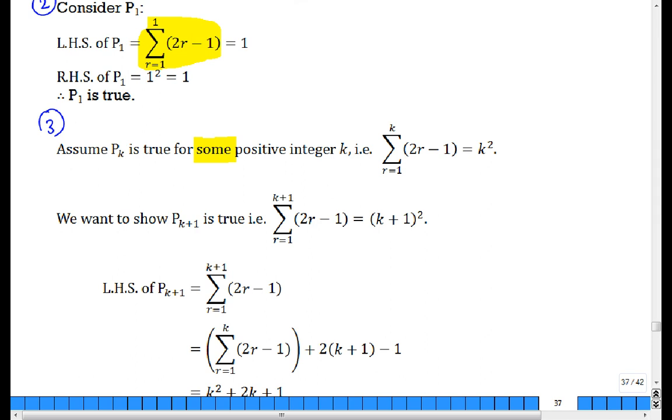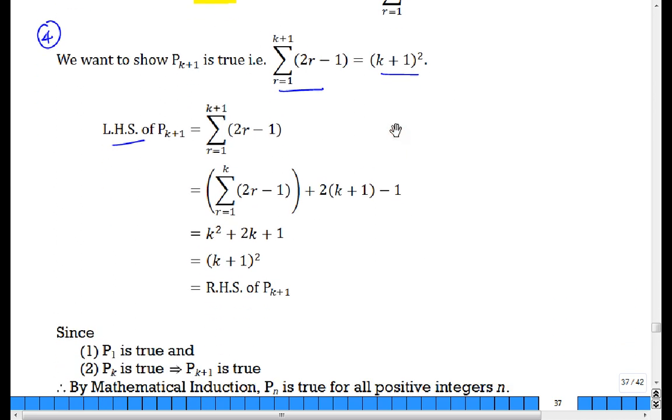Step number 4, we want to show Pk plus 1 is true. This is left hand side, this is right hand side. Again, we always start with left hand side. Am I going too fast? No, okay. As with all summation kind of induction problems, you look here, this is k plus 1, we would break it up into 1 to k plus the k plus 1 term.